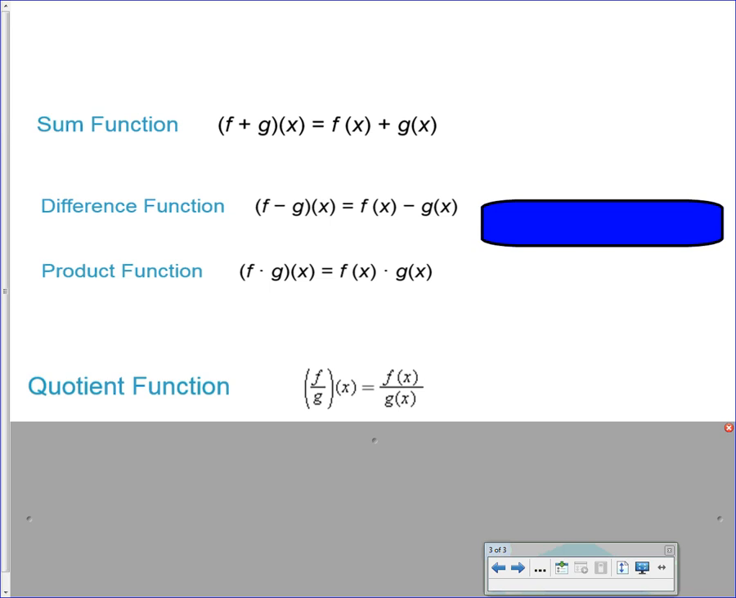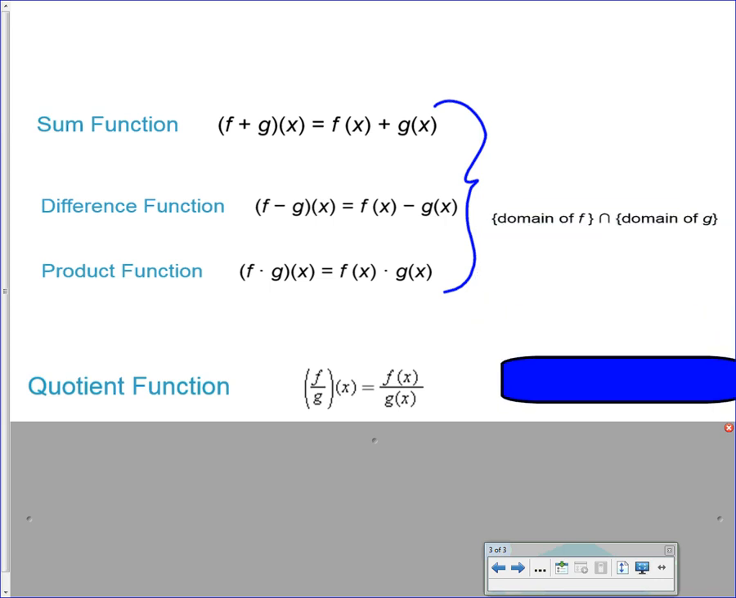What we're then going to do is we're going to analyze the domain. For the first three, the domain of your new function is the domain of f and the domain of g, and this symbol, the upside down union, means intersection. So what that means is the new domain is everywhere where the domain of f and the domain of g overlap. We're going to do an example of this shortly.